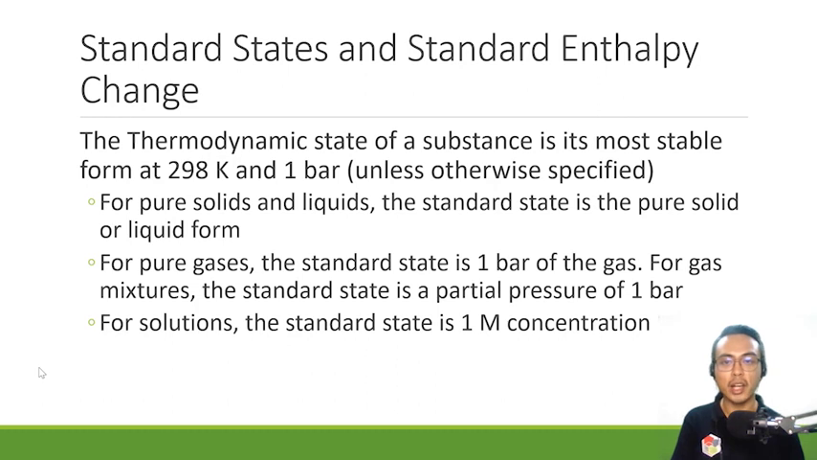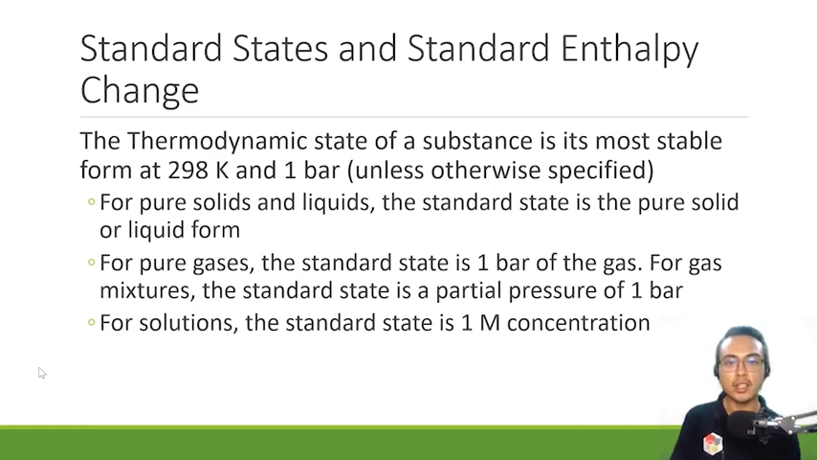Here are some guidelines on how you can determine the standard state of substances. For pure solids and liquids, the standard state is the pure solid or liquid form. So an example of this is water. It's a pure liquid at room temperature, therefore its standard state is liquid. Another example is aluminum. At the standard condition of 298 Kelvin and 1 bar, aluminum exists as a solid.